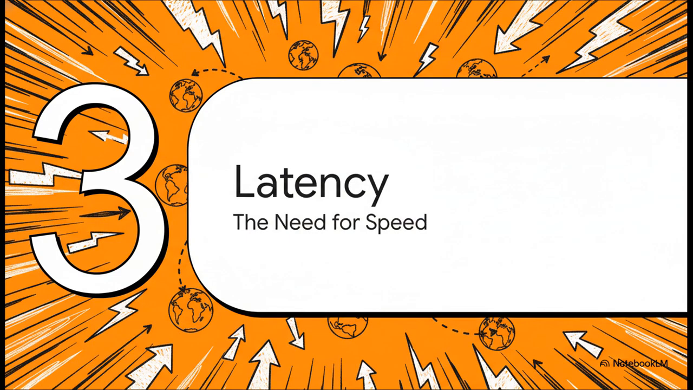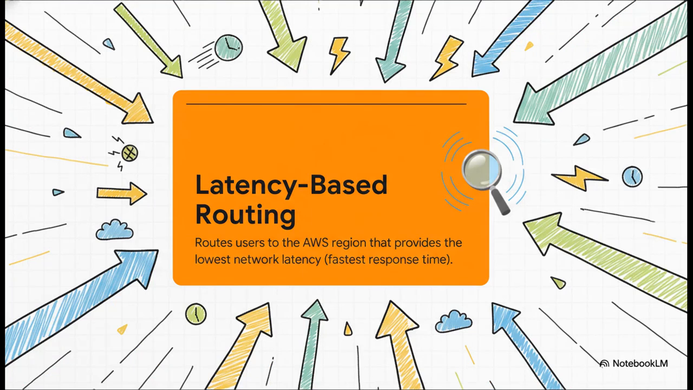All right, last but not least, we have latency-based routing. And this one is an absolute purist. It doesn't care about your borders. It doesn't care about physical miles. It has one single obsession: speed. What latency routing does is simple. It sends every user to whichever AWS region can give them the fastest possible response time.